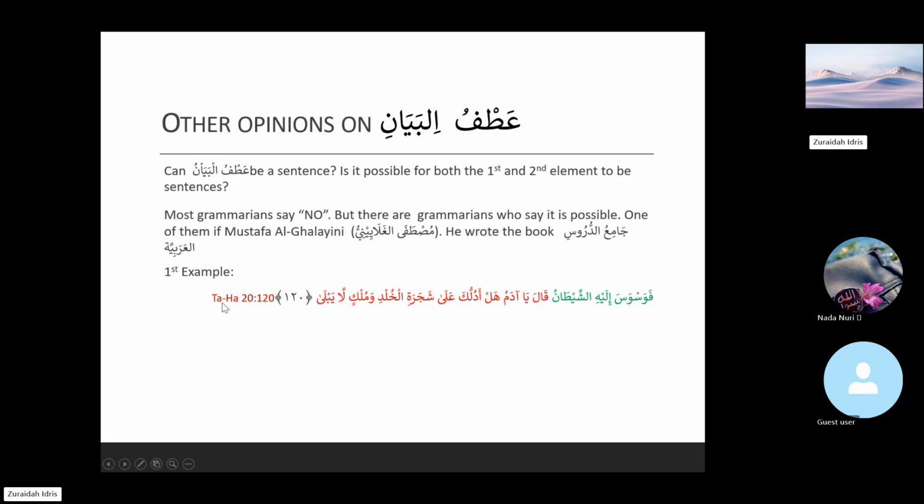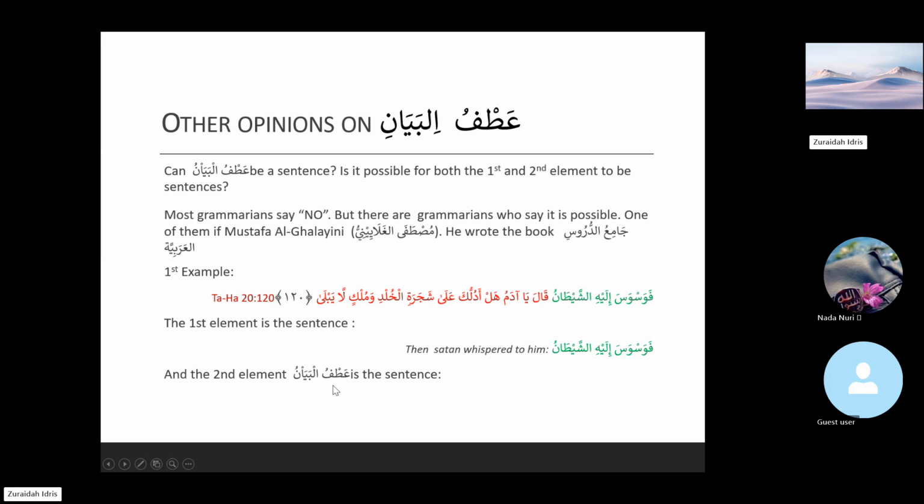Yes, so this is Surah Taha. Just note this down. So we have here an ayah from the Quran, where the first element is a sentence: فَوَسْوَسَ إِلَيْهِ الشَّيْطَانُ. So Shaitan whispered to him. And what did Shaitan whisper? They are saying that this is your atfu bayan.